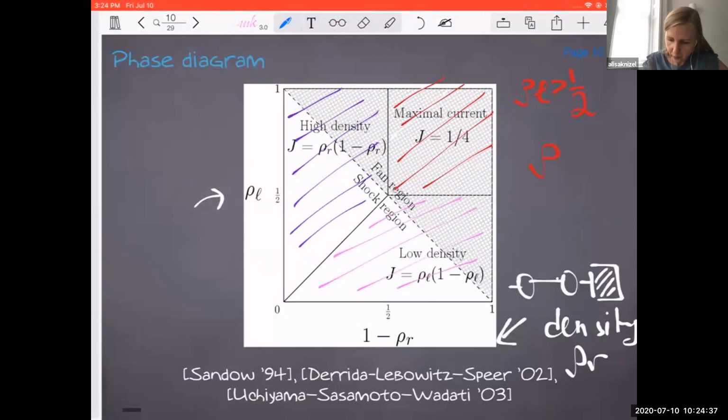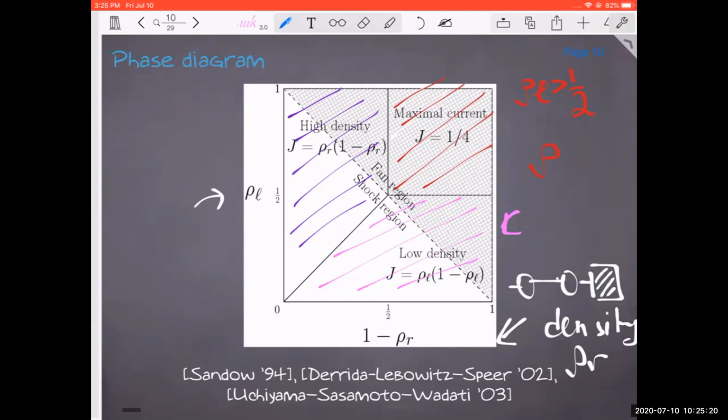Okay. So the low density phase here, now we have the following situation. The left boundary creates particles relatively slowly, so rho L is small. And the right boundary removes them fast enough, so they do not build up there. As such, it ends up that the density in the bulk is dictated by what we have on the left, and the formula is J equal to rho L times 1 minus rho L in this region.